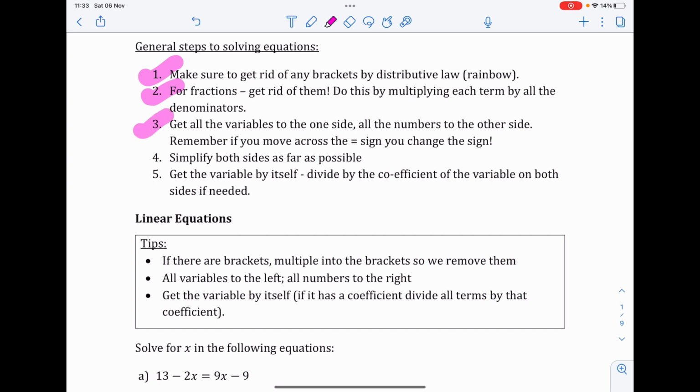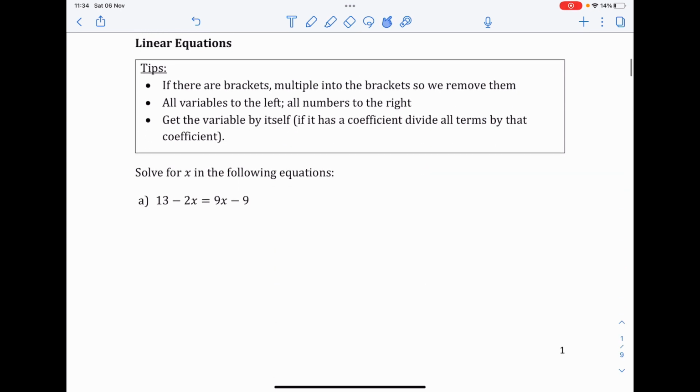Then you need to simplify both sides as far as possible, and then finally get the variable by itself. So if it has a coefficient, you need to divide every term by that coefficient on both sides if needed in order to get the variable by itself. If the variable is negative, so negative x, for example, you want to solve it so that it's positive. You divide each term by negative, so you get just an x. Okay, so then let's jump into the questions.